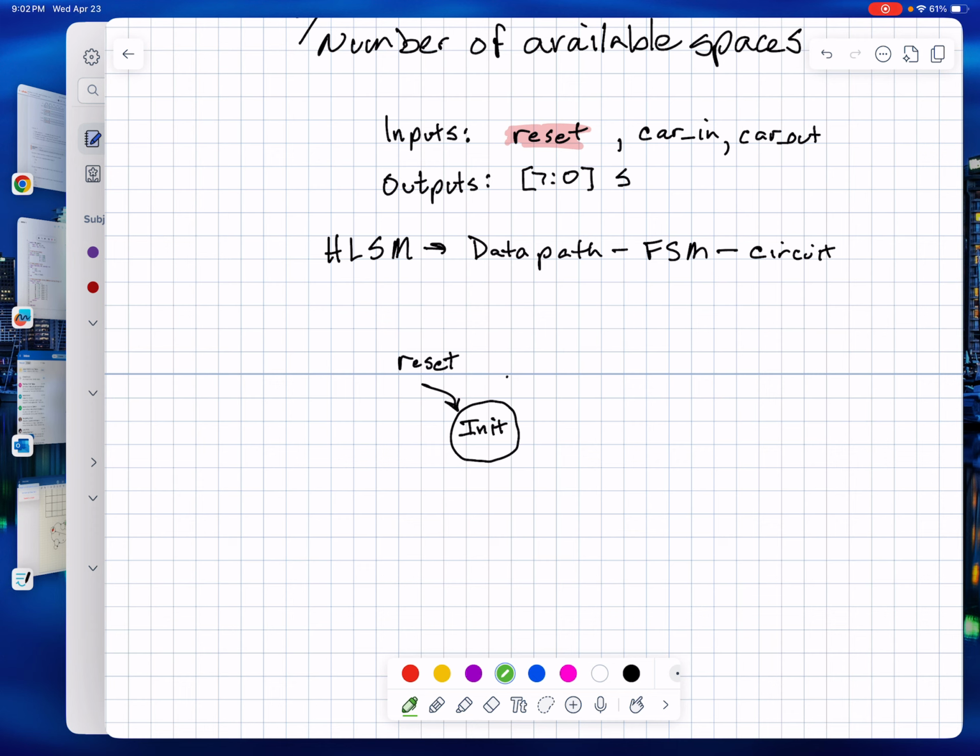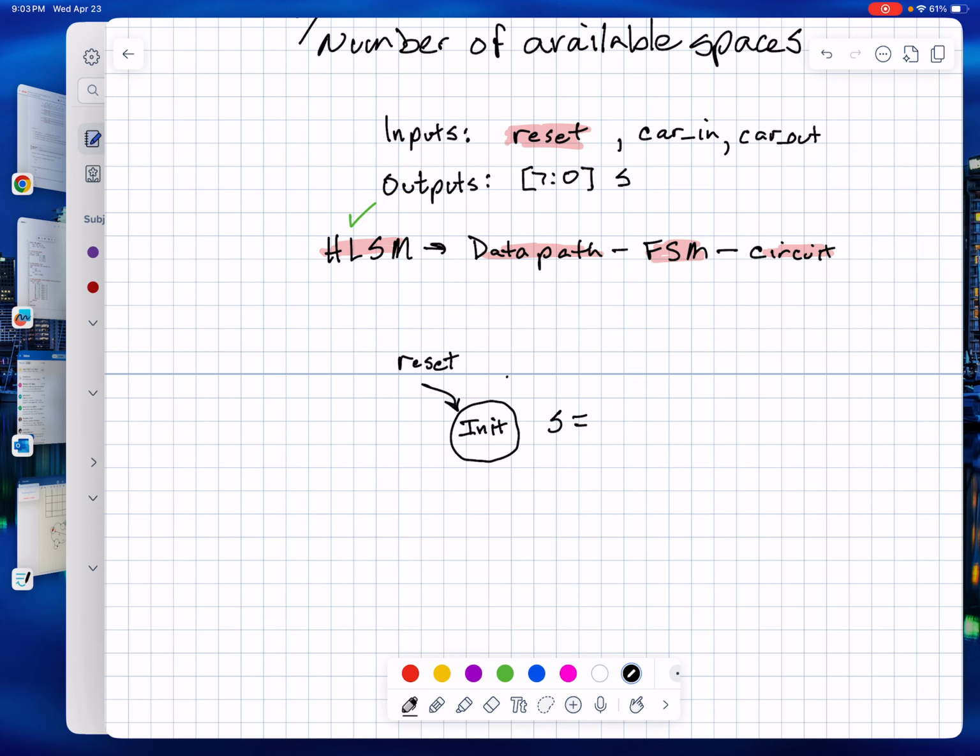From there, let's finish off the high-level state machine, because I want to take the approach of going from the high-level state machine to the data path, to the finite state machine controller, down to the circuit. For this video, we're going to focus mainly on the high-level state machine. I've already got this started. I had a reset state. And if you think about it, you're going to need to set the display counter, the thing that shows the number of spaces, to some value.